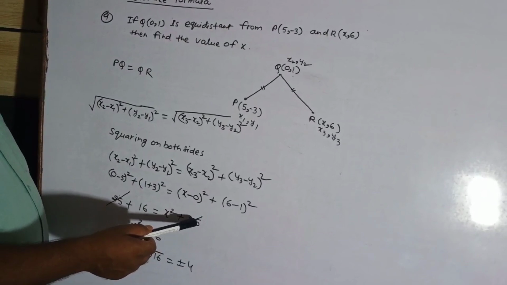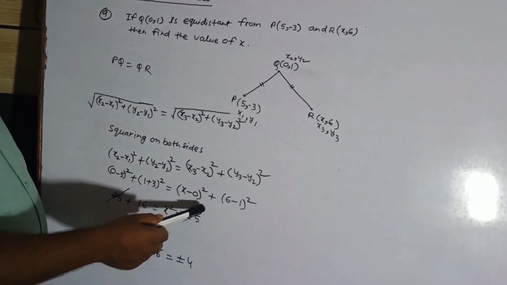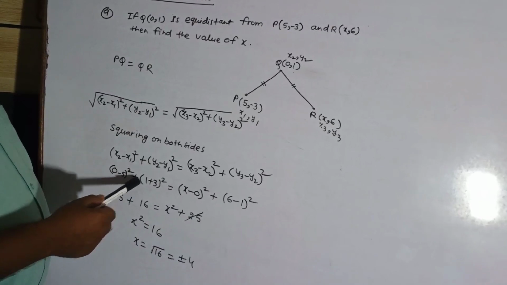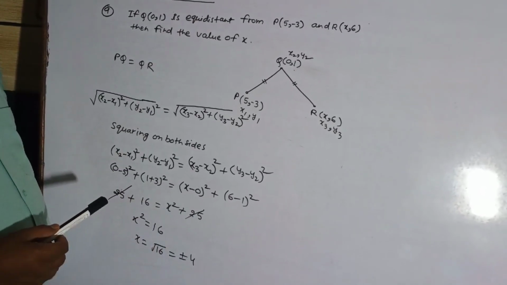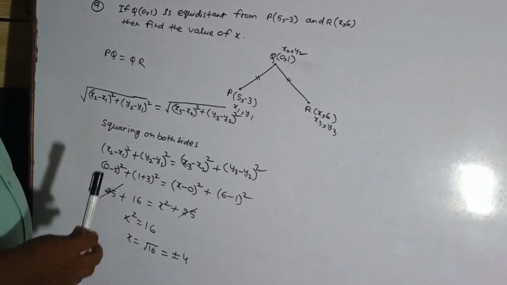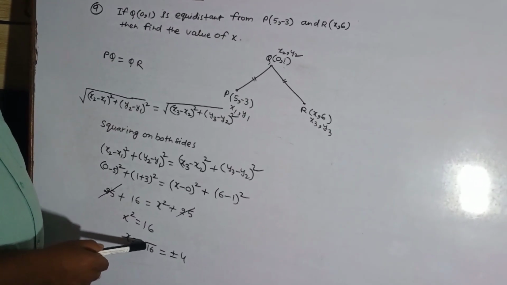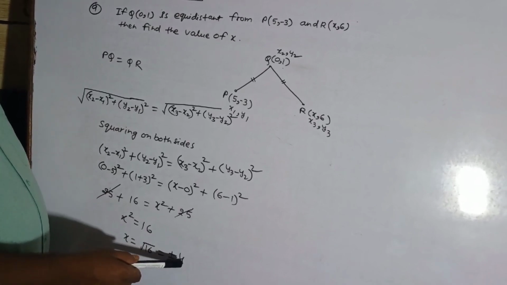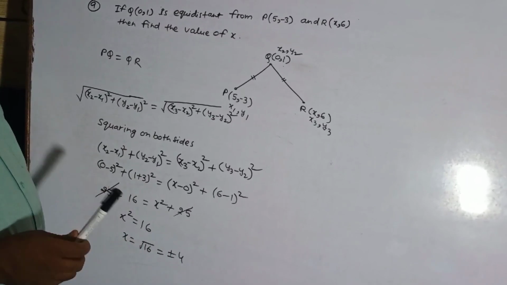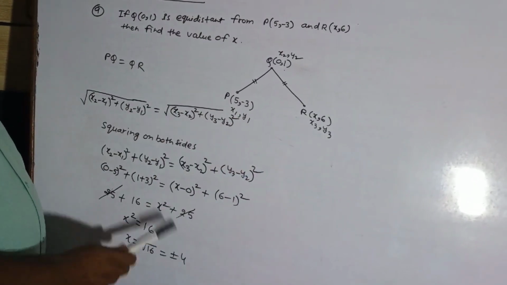Now if you transpose this 25 to the left hand side, it will be negative. So this will be cancelled out by this term. So we are cancelling 25 by 25. x square is equal to 16. We'll find the square root of this 16. We'll remove this square from the left hand side, so we'll take the square root of 16. Then this will be plus minus 4. Means the value of x will be plus minus 4.